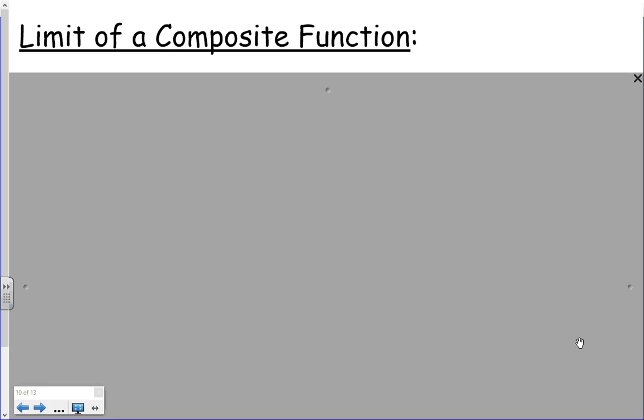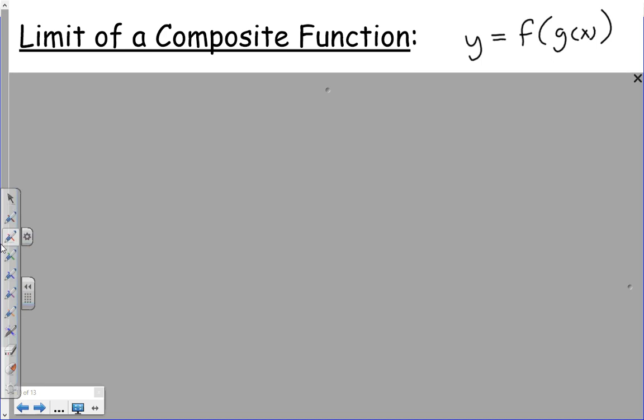This is the limit of a composite function. Before we talk about the theorem, let's remind ourselves what we mean by a composite function. If you have something like y is equal to f of g of x, this is what we call a composite function. In fact, we even name the two parts of this. We call g of x our inside function, and we call f of x the outside function. Those are the names we give to those two parts.